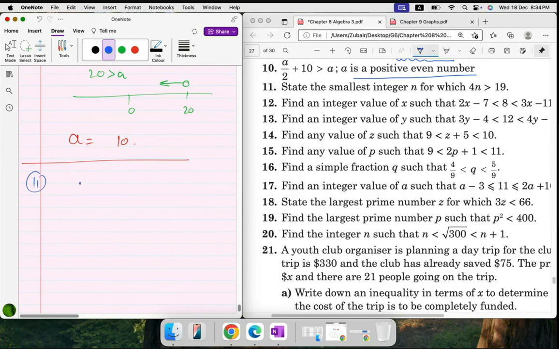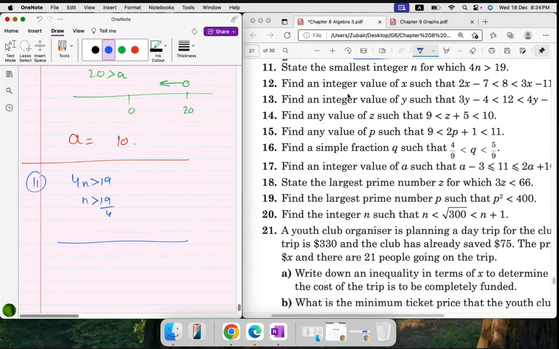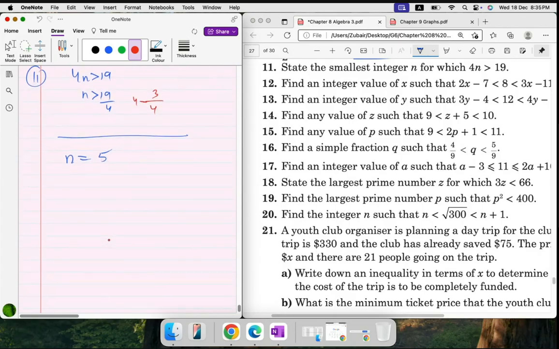11th. State the smallest integer n for which 4n is greater than 19. So n is greater than 19 by 4. Now what would be n? Read the statement and tell me the value for n. 5, correct. You were confused? This is basically 4 point something. 4 times 4 is 16, 4 times 5 is 20. So this is 4 point something, 4.75. So more than 4 is 5. Smallest number more than 4 is 5.